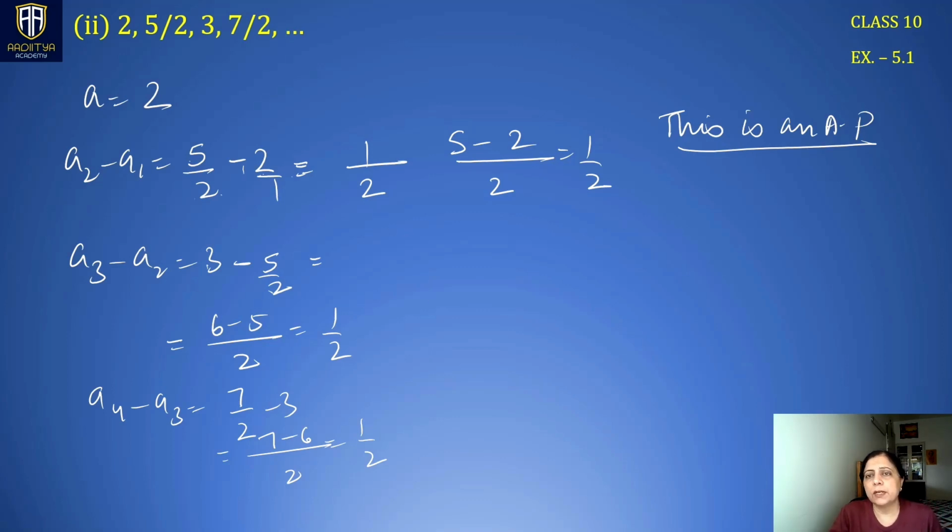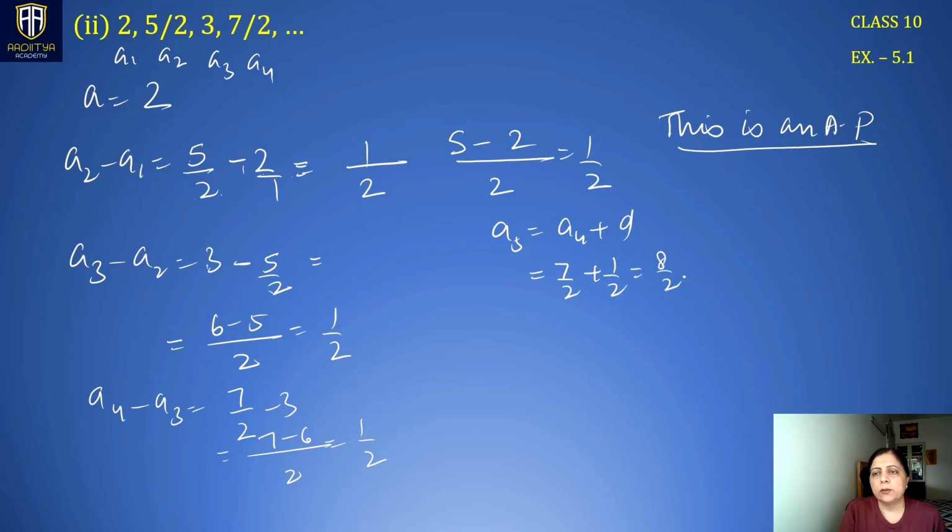So now we have to find the next 3 terms also. That means we have, this is A1, this is A2, A3, A4. So A5 becomes A4 plus D. What is A4? A4 is 7 by 2 and D is half. That is 8 by 2, 4. A6 becomes A5 plus D. That means 4 plus half. 4 2s are 8 plus 1, 9 by 2.